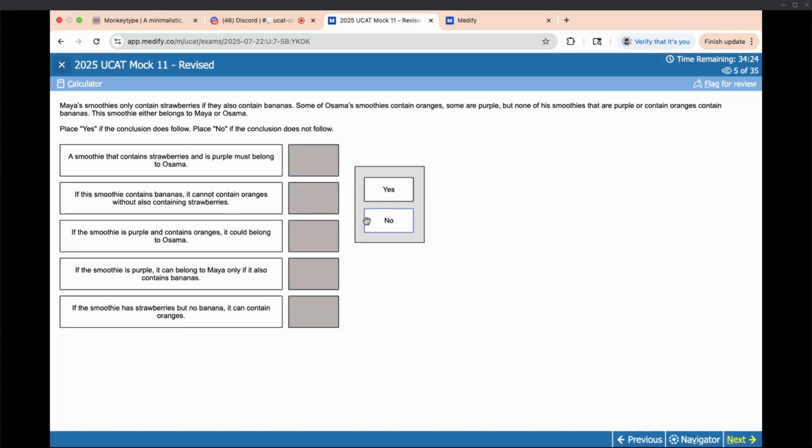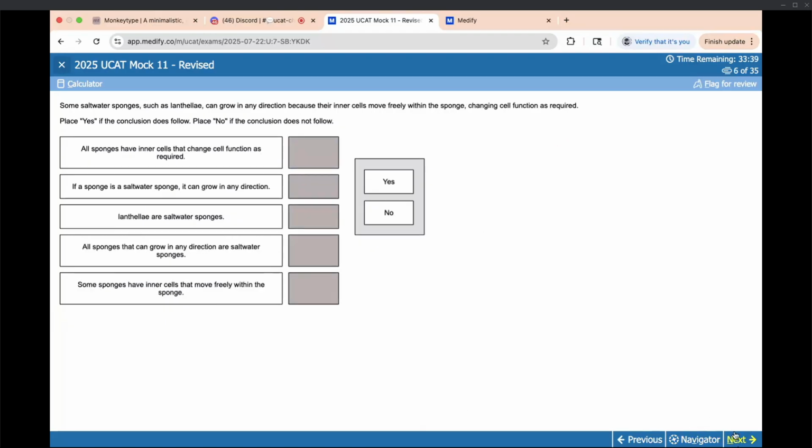This really contains bananas. Contains, no. Could be purple. Purple with strawberries could also belong to Maya. So no. This one contains banana. Contains, no. I'm not sure about this last one, but I think that's right. It doesn't contain bananas, so it doesn't belong to Osama as well. So it can contain origins of buttons as Osama. Yes, that's true. So this can be Osama's. So yes.